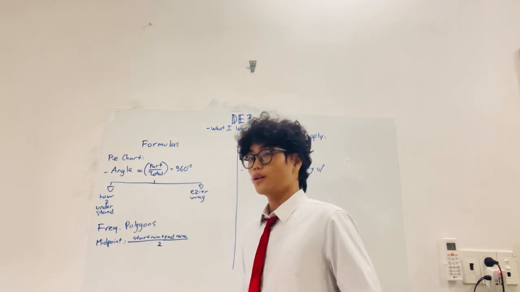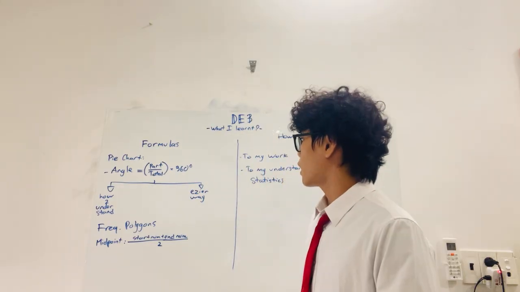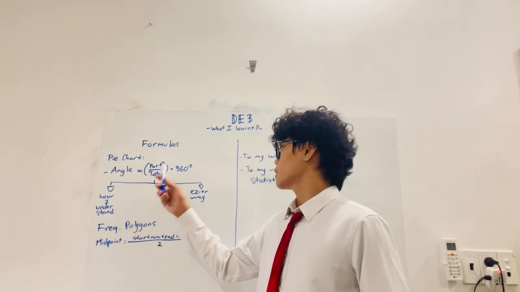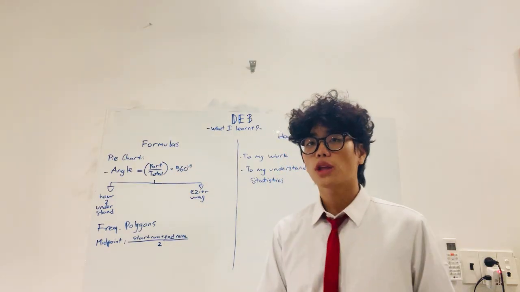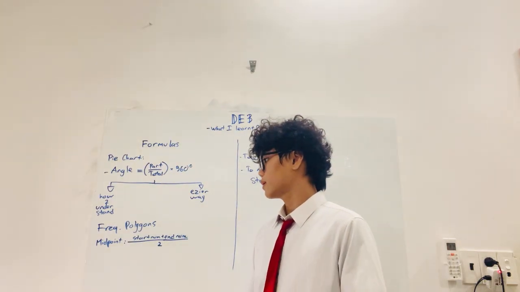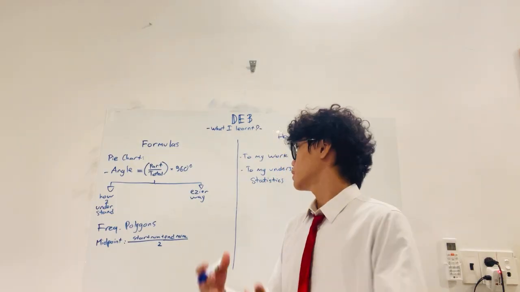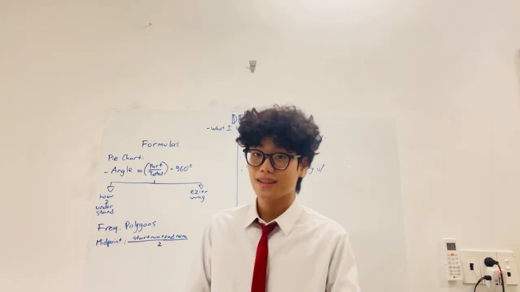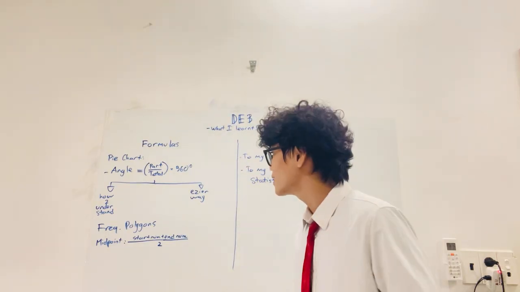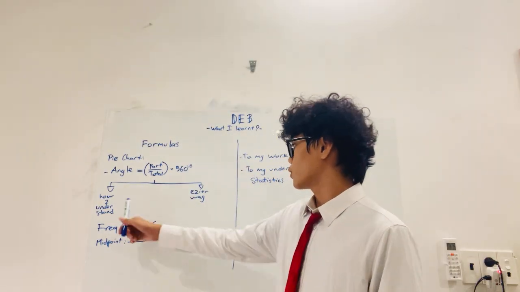It's basically the whole circle. So that's why when we talk about angles, we take the part and divide it by the total, and after that we have to take that amount and multiply it by 360 degrees in order to translate it into pie chart language. So that's how we understand it.